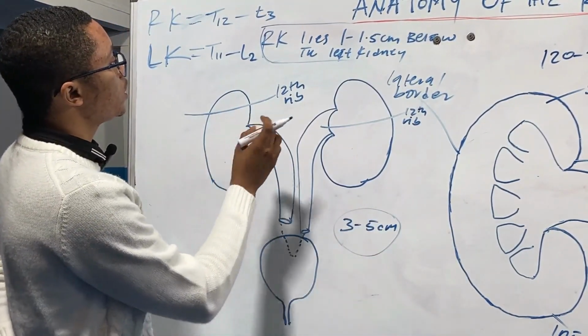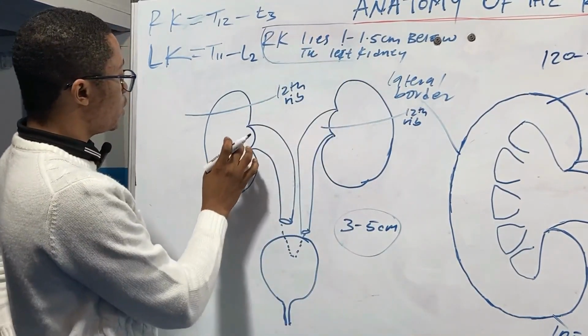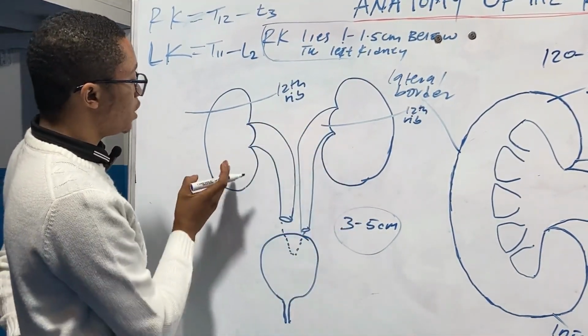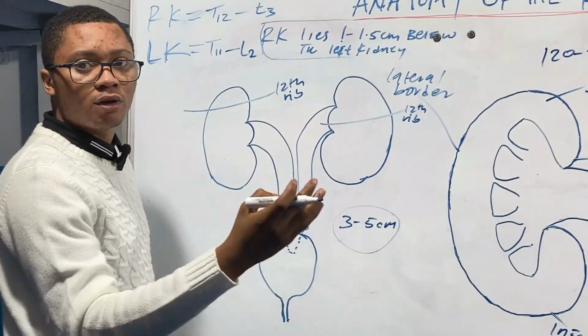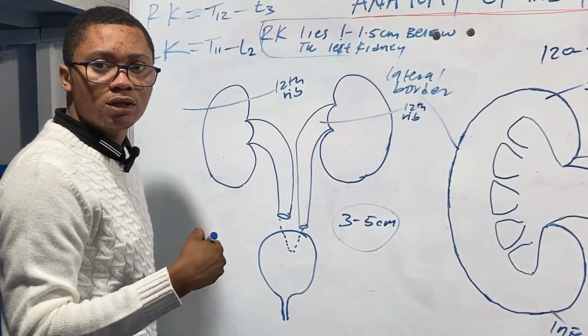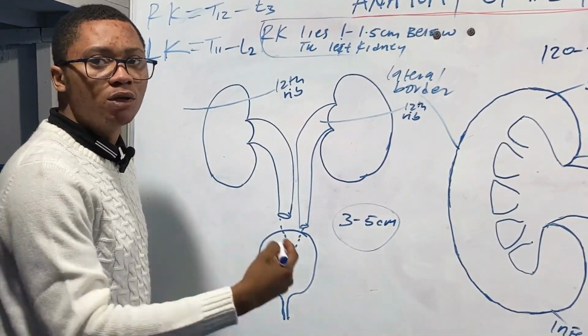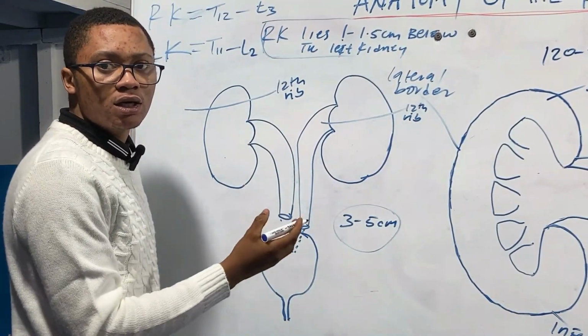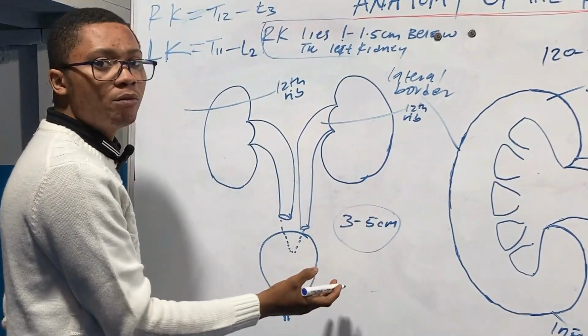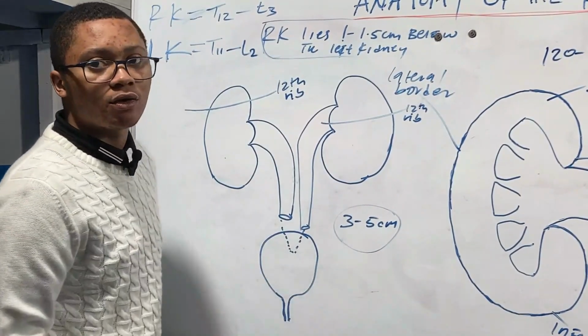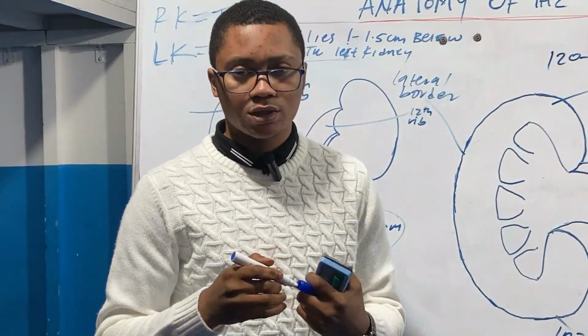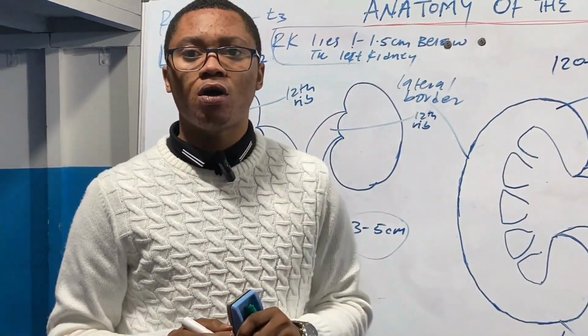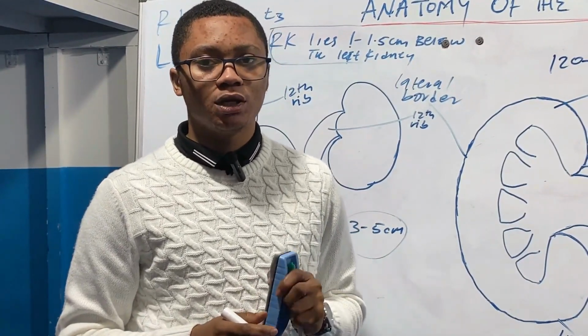This also is the distance between the left kidney and the right kidney. The right kidney is about 1 to 1.5 cm below the left kidney, and the kidney lies about 3 to 5 cm above the iliac crest. So this is the skeletotopy of the human kidney.